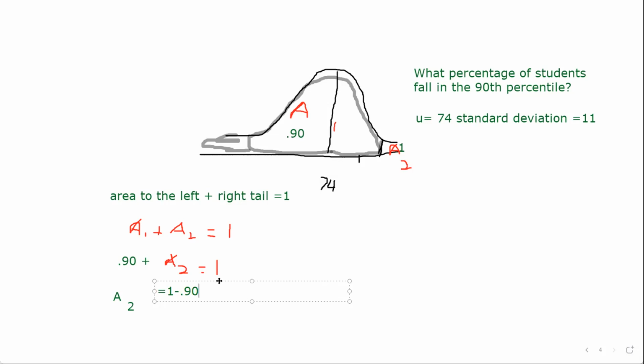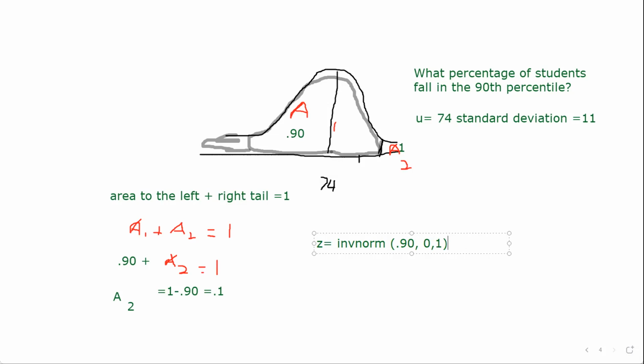Now I need to know area 1 for this. When I do it, I want to know what that score is, right? Well, if I put in, the z is going to equal inverse norm. Remember, area to my left, which is 0.90, with mean 0 and standard deviation 1. So if you put that in your calculator, tell me what you get when you do that.